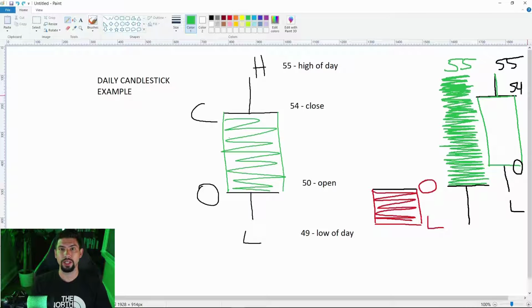So that's how that green candlestick actually formed for the day. If you're looking at it in real time throughout the day, it's going to look different based upon where it opens, where it hits the lows, where it closes, and where it hits the highs.